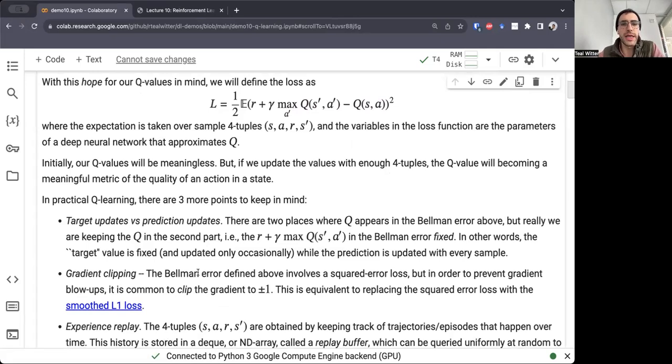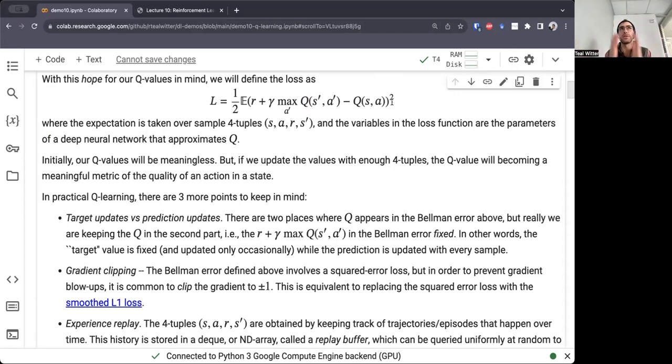The second thing we'll do is that sometimes gradients are an issue, so we will clip them. This is equivalent to replacing the squared error loss here with the smoothed L1 loss, which is like absolute value. It's just nice and smooth around the origin.